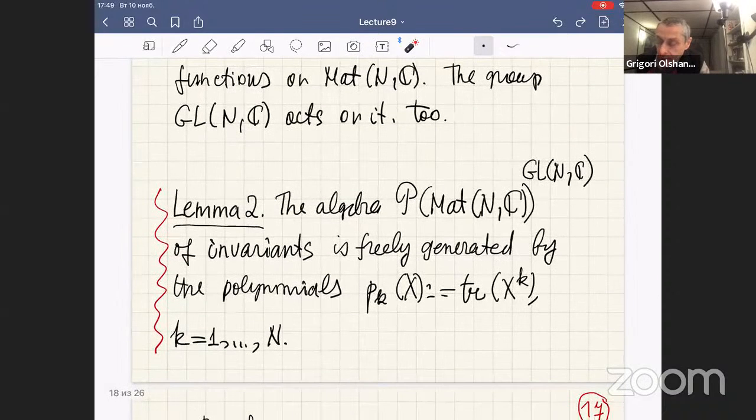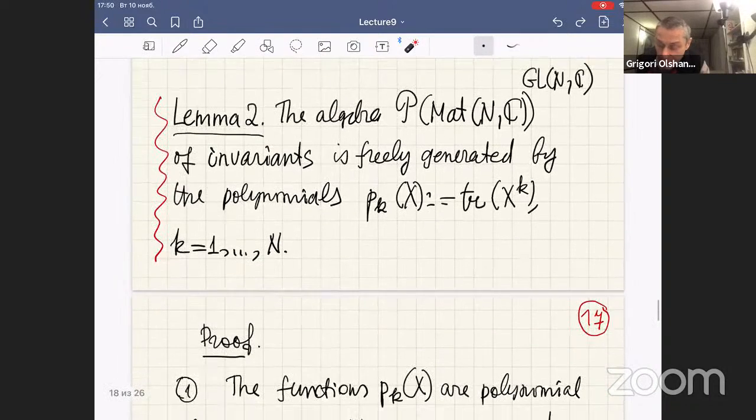So we have the following lemma. The algebra of invariants is freely generated as a commutative algebra. All this means is that it is generated by the following polynomials. We take the power of a matrix, and take the trace, and take the first n elements of this type, the first n polynomials. And the claim is that this gives us a system of algebraically independent generators of the subalgebra of invariants in this polynomial ring.